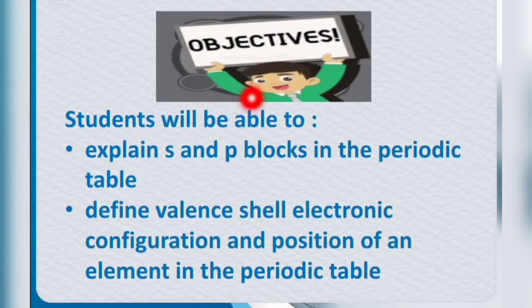Objectives of today's class: at the end of this tutorial, students will be able to explain S and P blocks in the periodic table, define valence shell electronic configuration, and determine the position of an element in the periodic table.